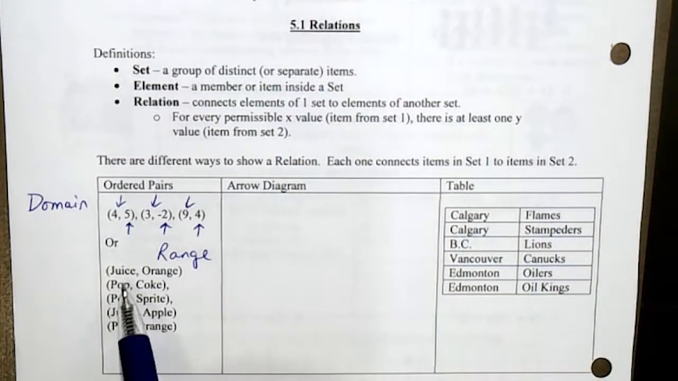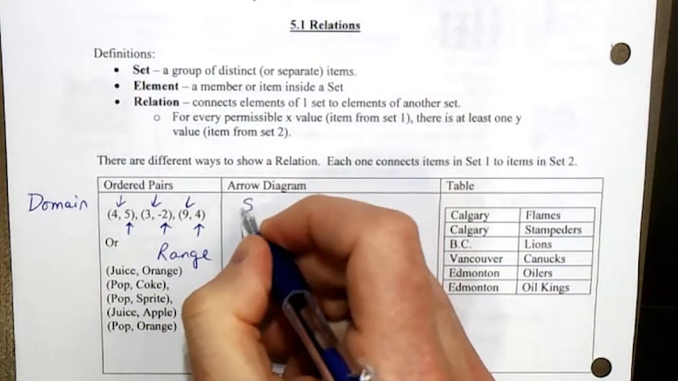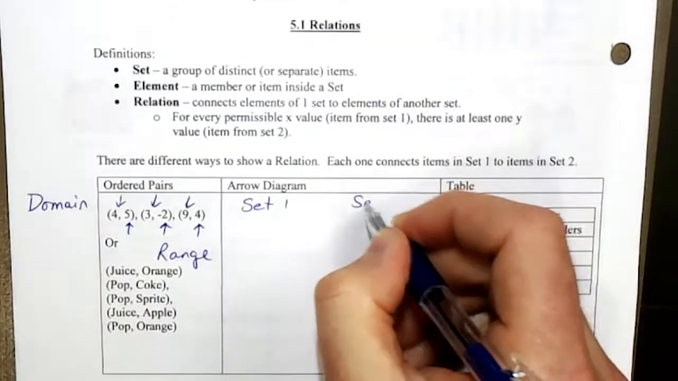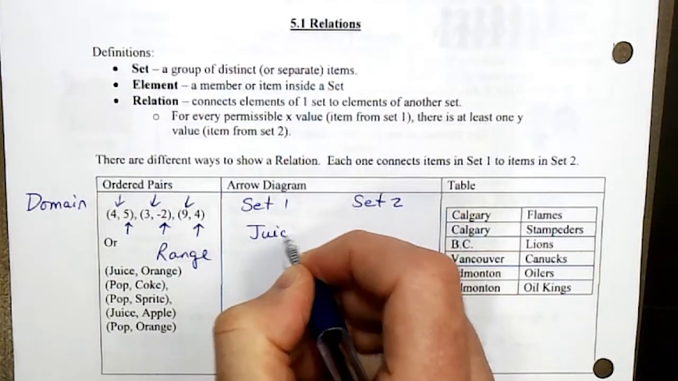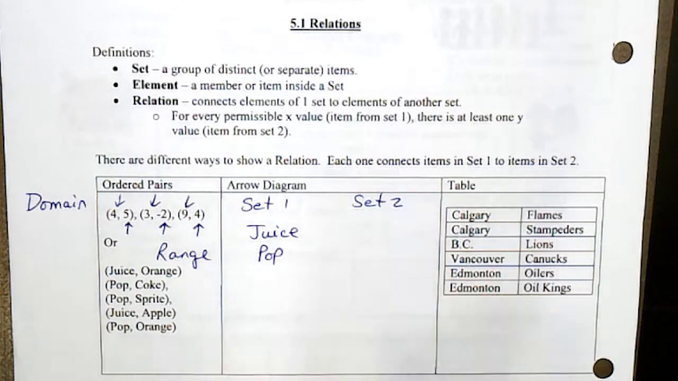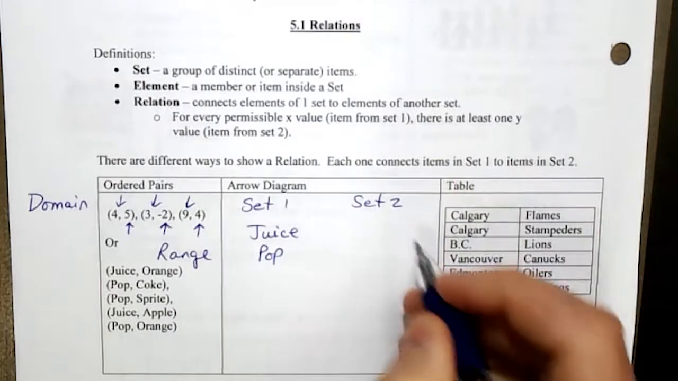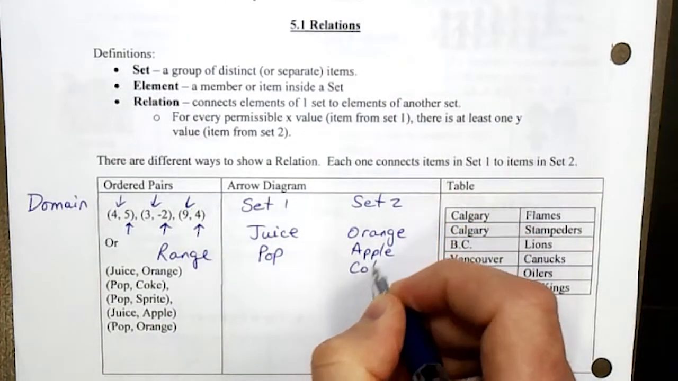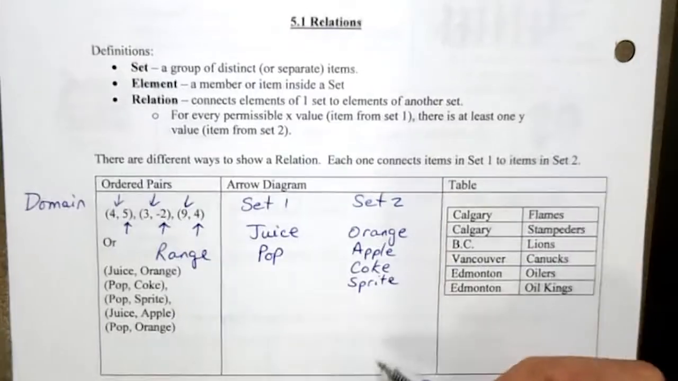Here we have words. We have juice and orange, pop and Coke. 5 different connections between the type of drink and the actual drink it is. So another way we can show it is through the arrow diagram. Now the key thing about this is we take each set and make the list. So in this case we only have 2 items in set one, juice or pop. Now set two has 4 different items: orange, apple, Coke, and Sprite.